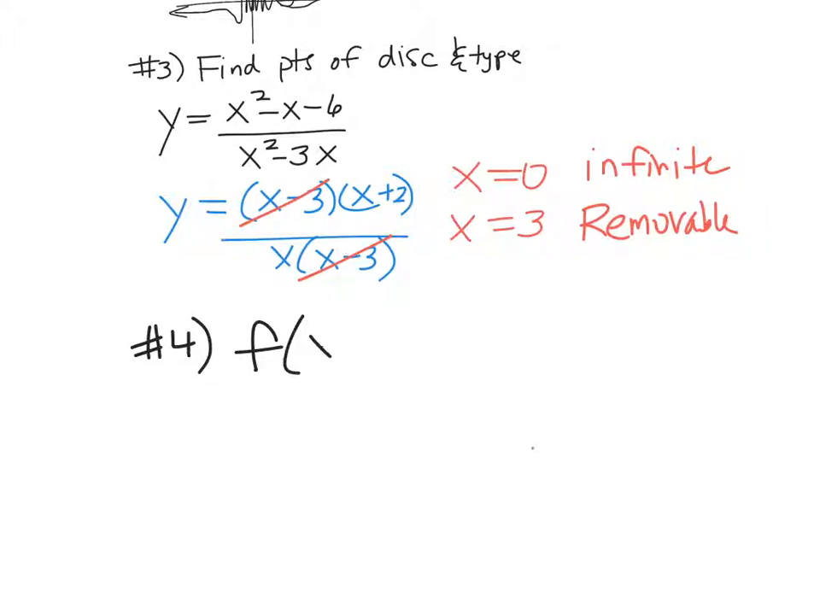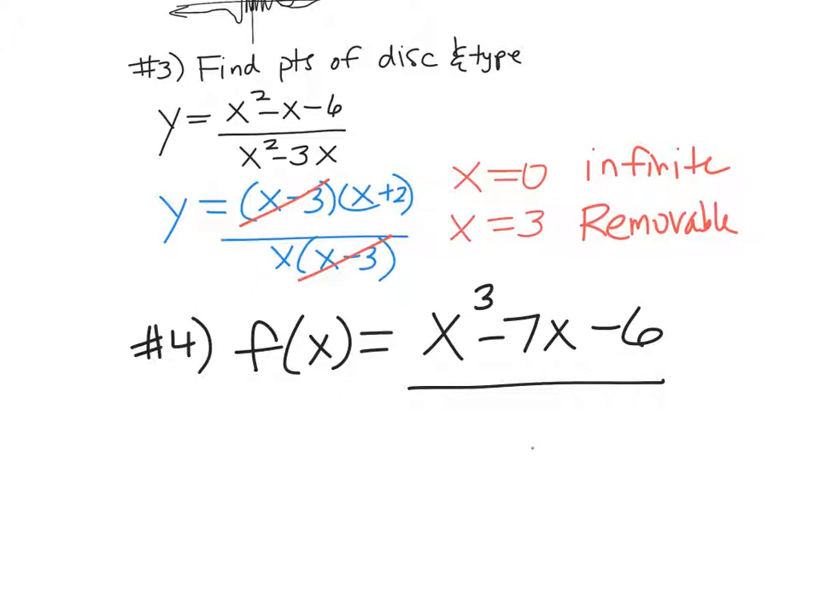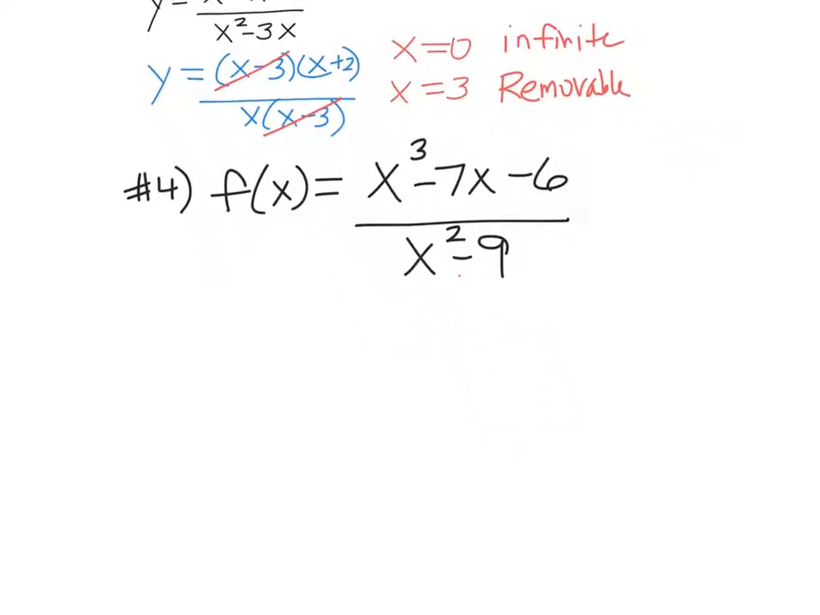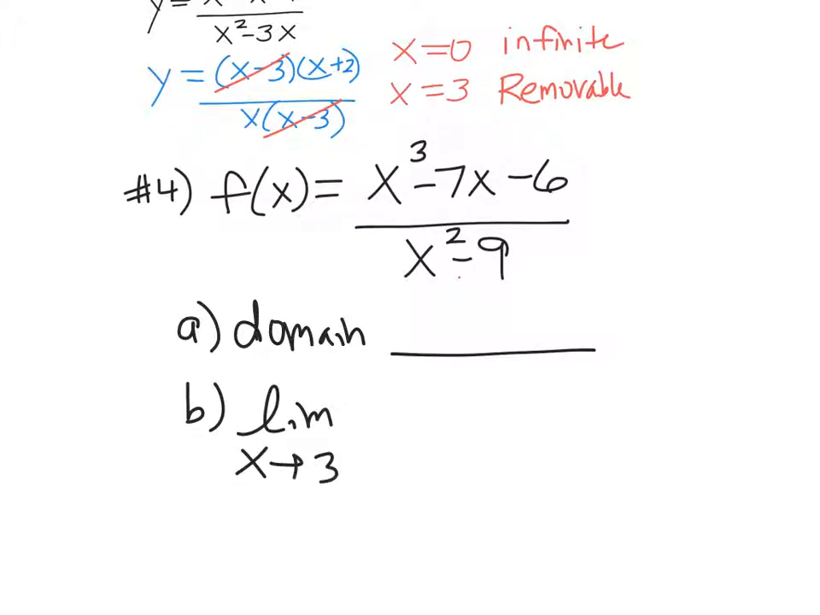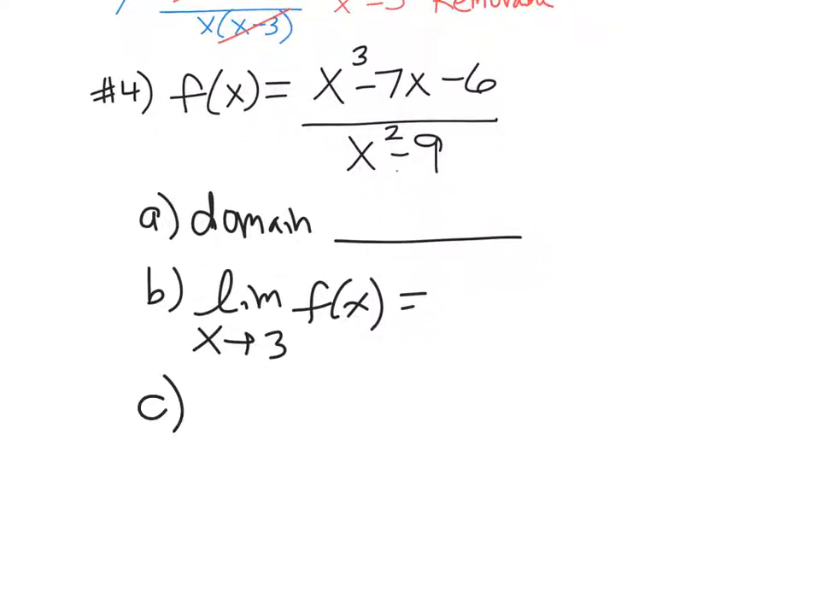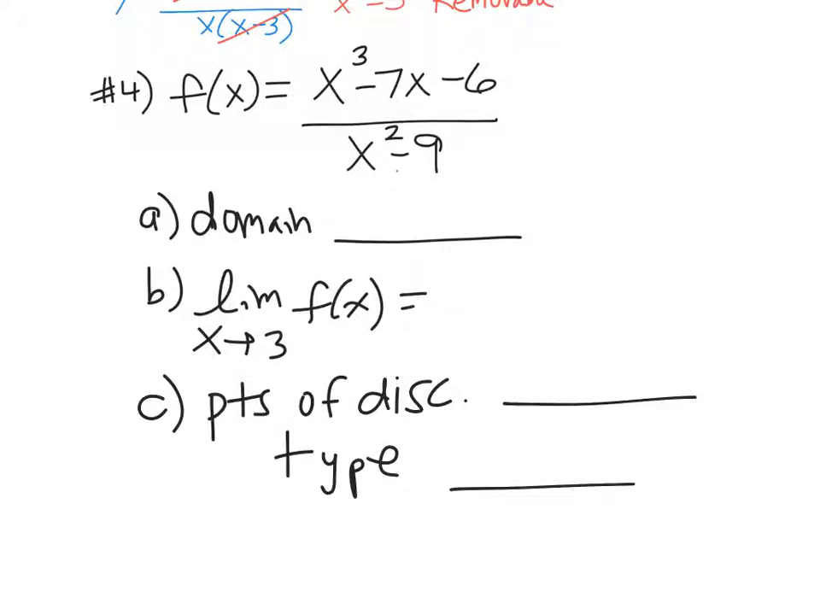All right. f of x equals x cubed minus 7x minus 6 over x squared minus 9. You investigate this. I want you to answer a few questions. First of all, find what the domain is. And then B, I want you to find the limit as x approaches 3 of f of x. And then I want you to say what the points of discontinuity are and what type. And you can use your calculator. You can graph this. I'll pause.